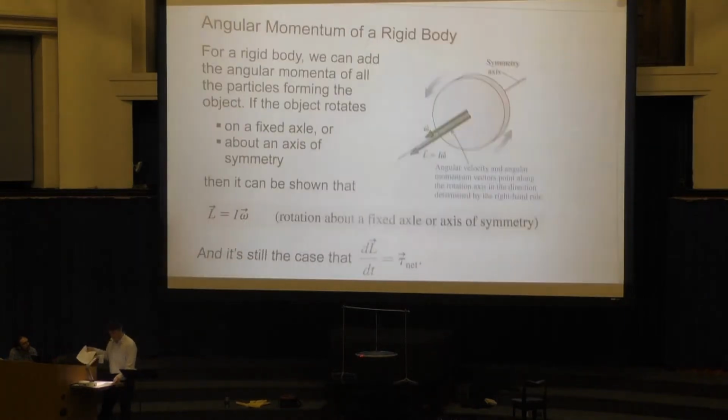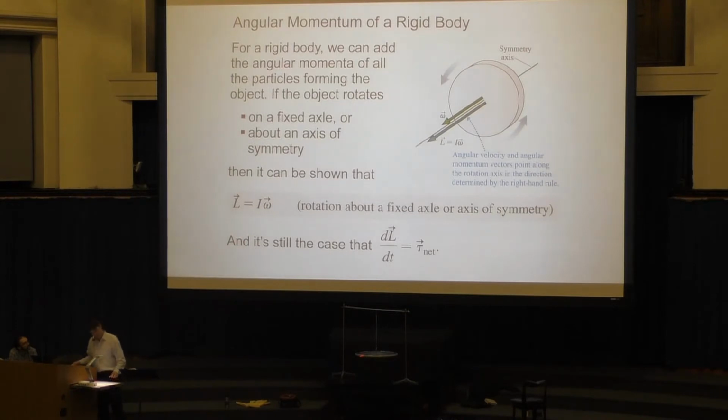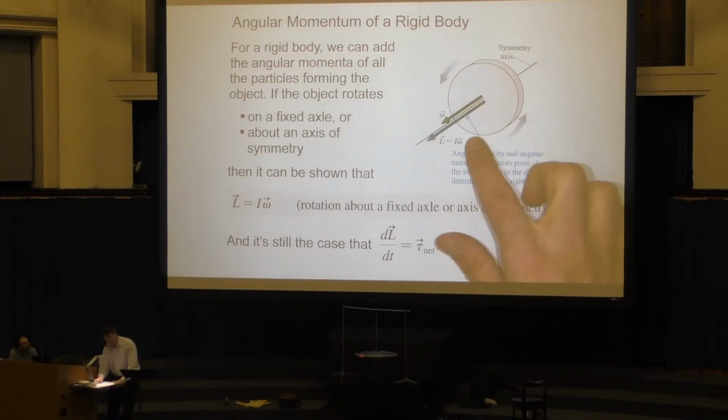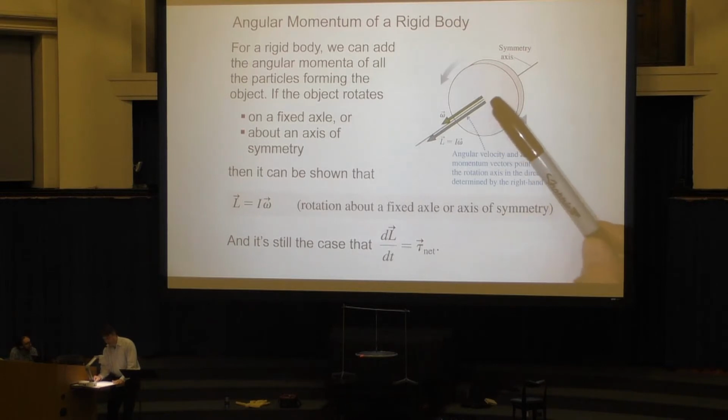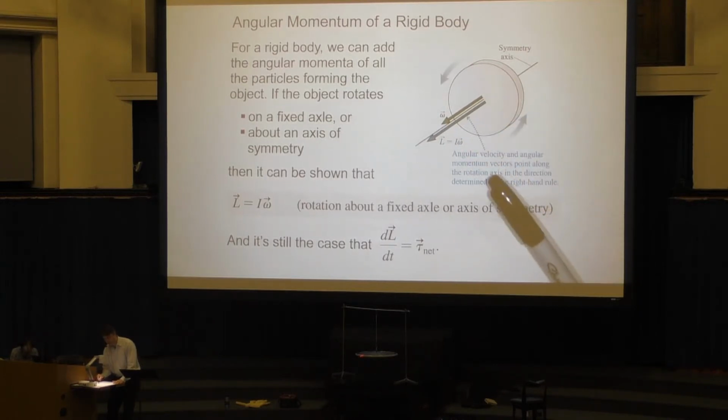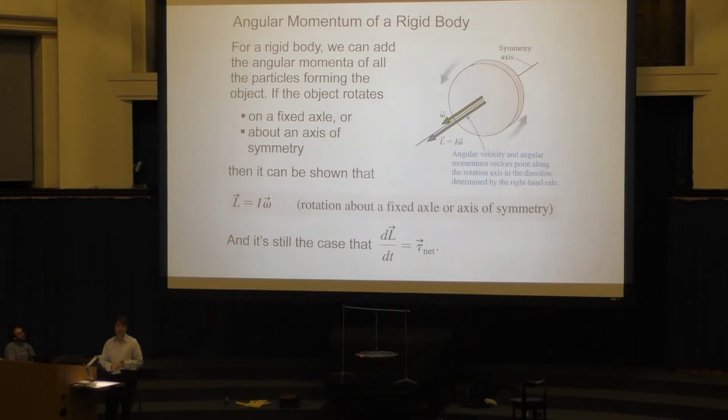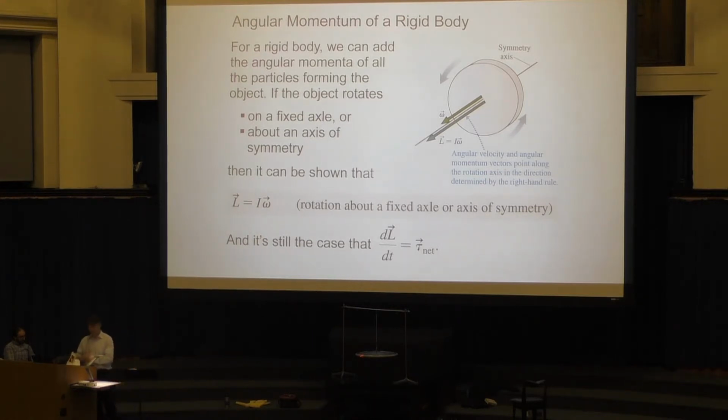And so that's a particle. If you have a rigid body made up of many particles, then we can add the angular momenta of all the particles forming the object. So if the object is on a fixed axle, or rotating around an axis of symmetry, it can be shown that L is equal to I times omega, I being the rotational inertia. And it's still the case that any net torque will cause a change in the L vector, the rate of change of the L vector. It's super useful.